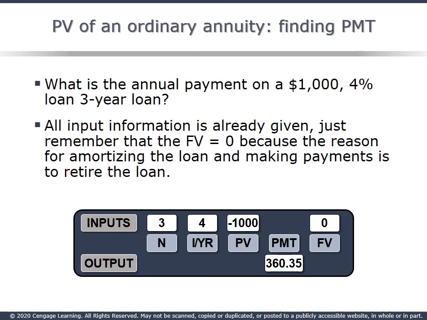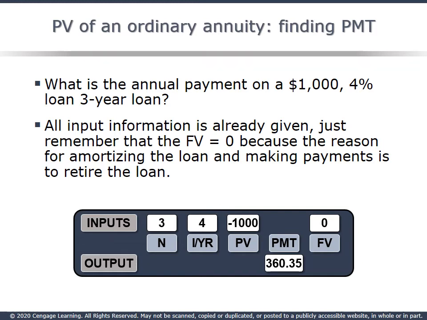Example. What is the annual payment on a $1,000, 4%, 3-year loan? So we're borrowing $1,000 at 4% over 3 years. So we're going to make only 3 payments, at the end of each year. We want to know what is that payment.